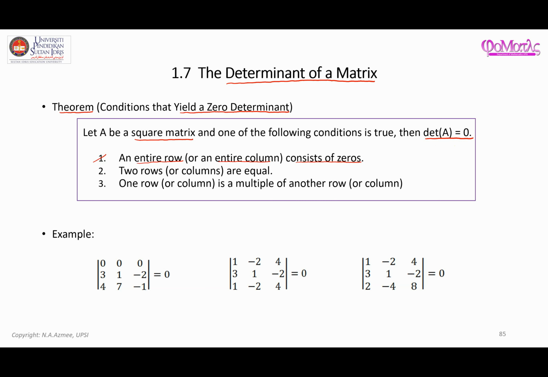If you look at this matrix given here, the entire row is 0. Therefore, the determinant of this matrix is going to be equal to 0. Another condition is if you have two rows or columns that are equal. This is an example of a matrix where the first row is exactly equal to the third row. Therefore, if you go through the long process of finding the cofactors, at the end of it, you will get the answer 0.